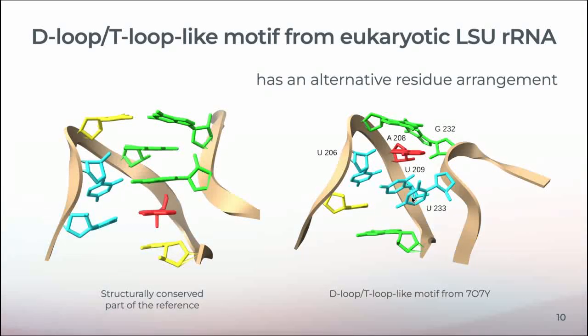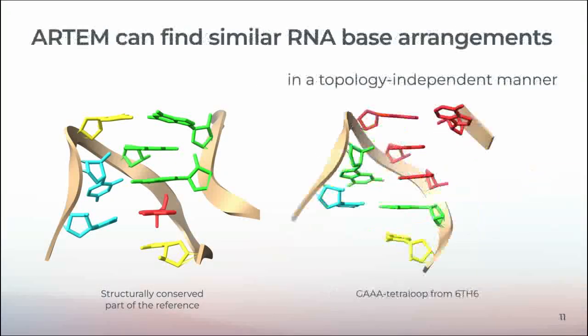This case we can find because ARTEM is topologically independent. If we relied on interaction between structures, we would not be able to find such a motif. The second example, a tetraloop, shows us that ARTEM can find similar motifs in a topologically independent manner. Here, instead of a long-range base pair, we have a local base pair. So we find ARTEM is a powerful tool in the motif searching problem. It can be useful in comprehensive analysis of RNA structures.